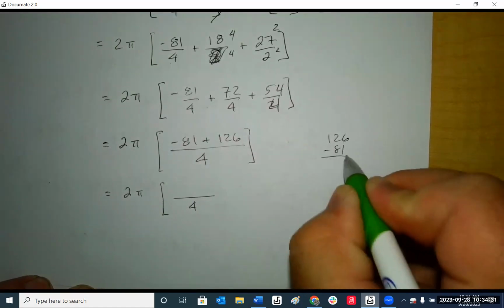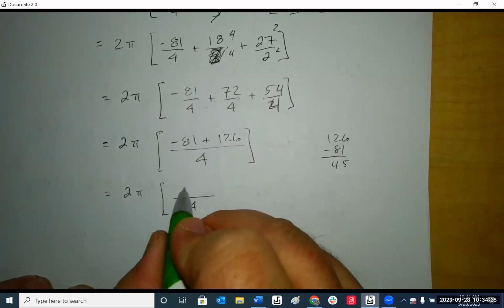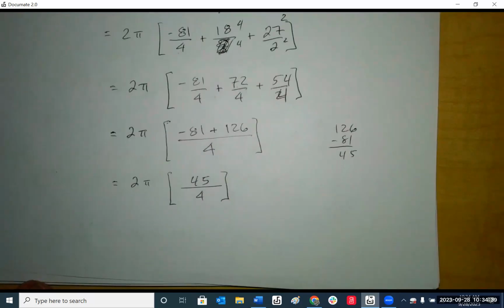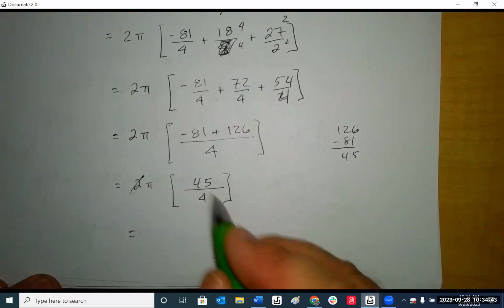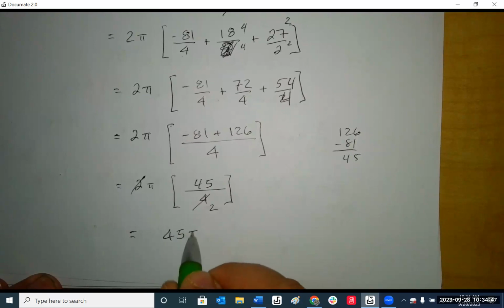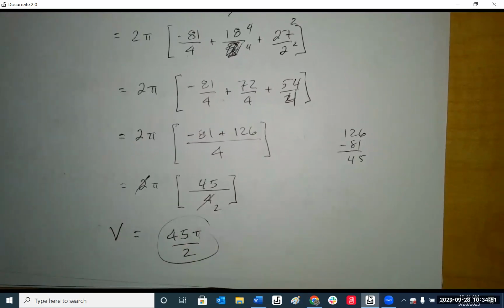-126 minus 81, 45. The 2 and the 4 cancel. So we have 45 pi over 2. That's our volume of that bundt cake.